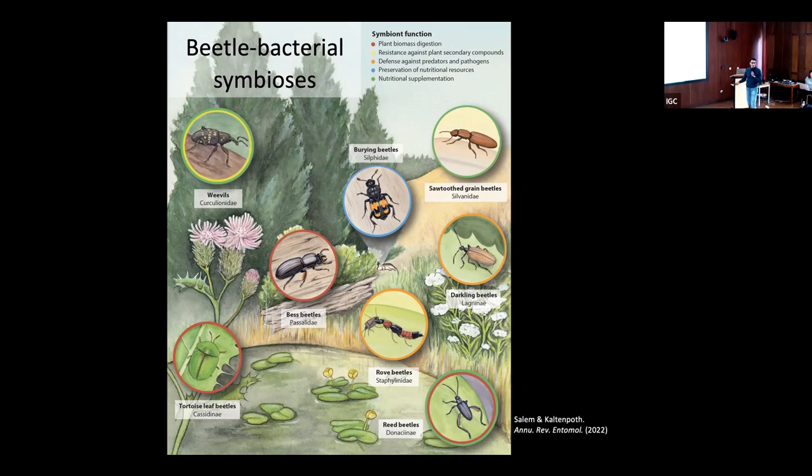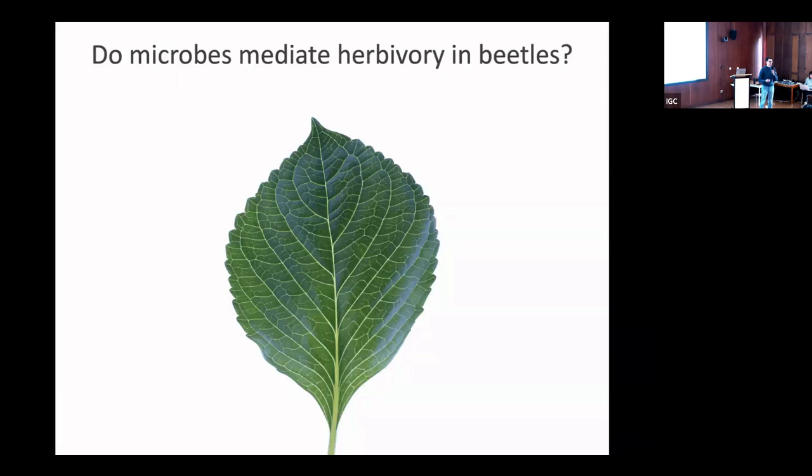For the purpose of my talk today, I'm going to start with the role microbes play in facilitating herbivory. The reason we focus on herbivory as an initial question in the lab is that herbivory is a dominant characteristic in beetles. One in two beetles is obligately herbivorous. So it's a dominant characteristic of just being a beetle.